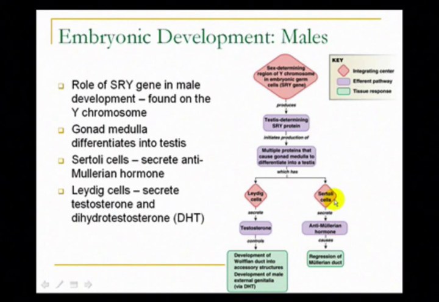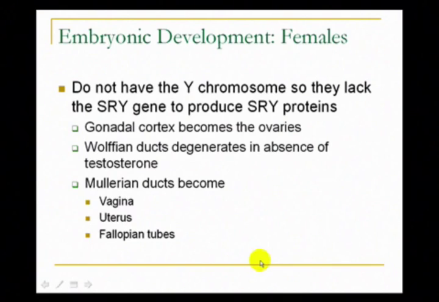Now, the Sertoli cells produce what we call the anti-Müllerian hormone, which will cause the Müllerian duct to disappear, and the Wolffian duct remains. Now, in females, if the Y chromosome isn't there, you don't have the SRY gene, so you don't produce the SRY protein. In the absence of the SRY protein, that's what I kind of mean by default. If the protein isn't being produced, then the gonadal cortex, the outside of the gonad, will differentiate into the ovaries. And then the Wolffian duct will degenerate in the absence of testosterone, and the Müllerian duct will remain because you don't have the anti-Müllerian hormone.